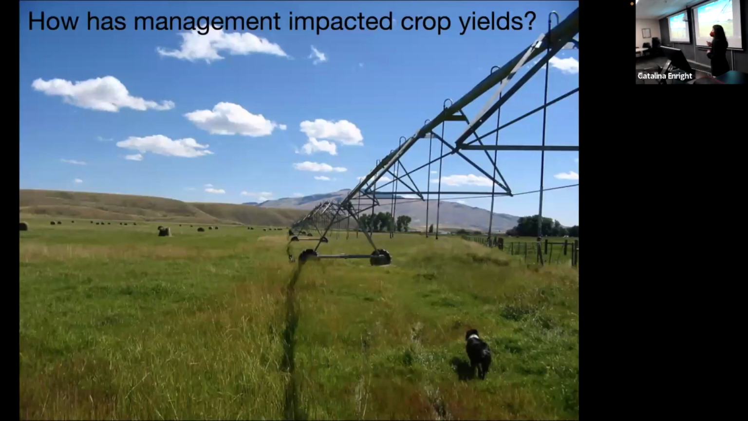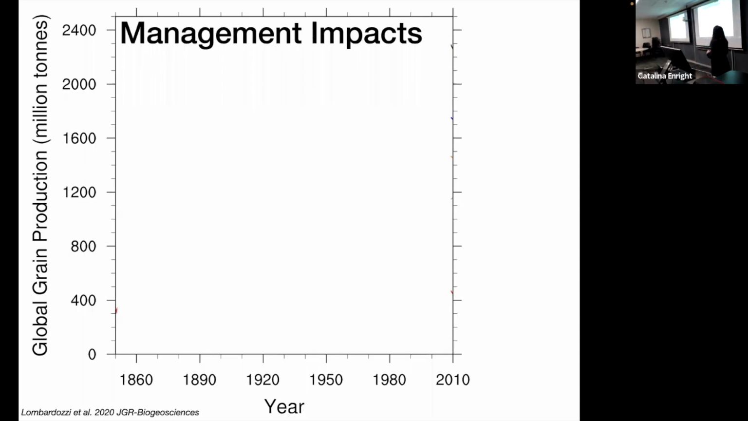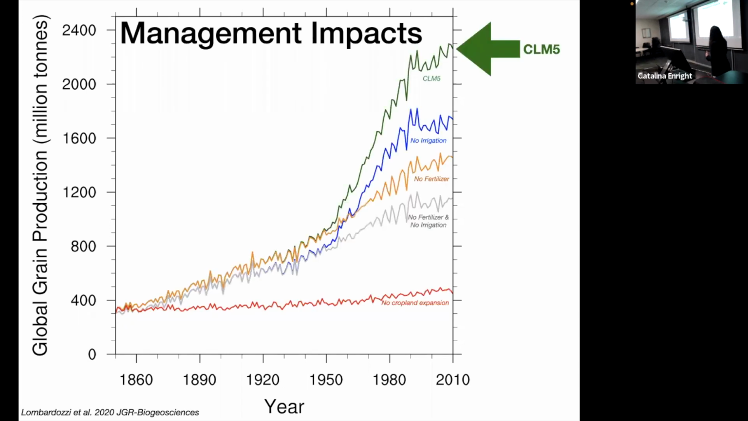Okay, so knowing that there are these caveats, how has management impacted crop yields? So what I'll show you is the management impacts on global grain production through time. And I guess I just want to start by saying that I've never seen global estimates of the impact of management on crop yields. And so to me, this was a really exciting result and an exciting new feature of a model like the community land model that we could use to try and understand how management might impact agricultural yields. And so I'll start here by showing this green line.